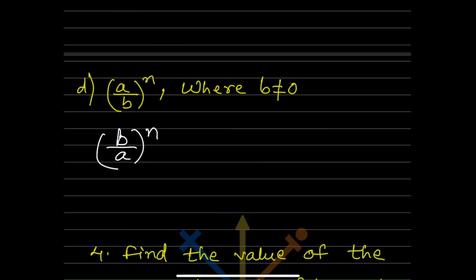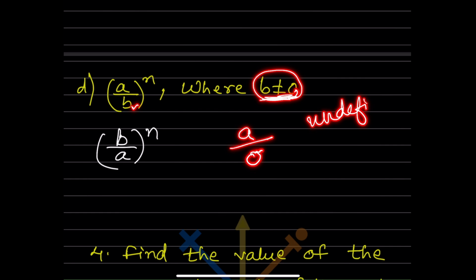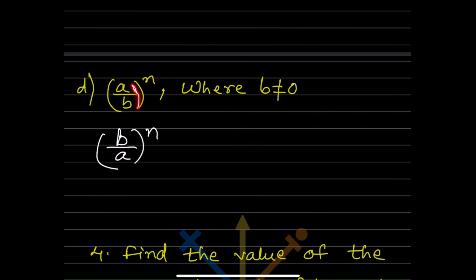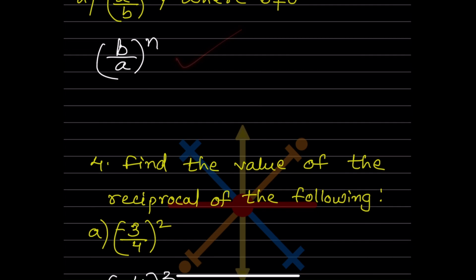Now they said (a/b) raised to n, where b is not equal to 0. What does this mean? b is not equal to 0 means in the denominator, suppose now b is 0. If we had 0 in the denominator, that is undefined. So b should not be equal to 0. So when you flip over this one, that is going to be (b/a) raised to n. So this is the answer.